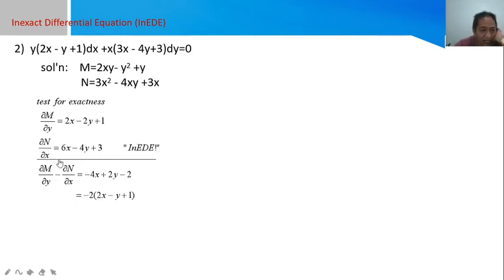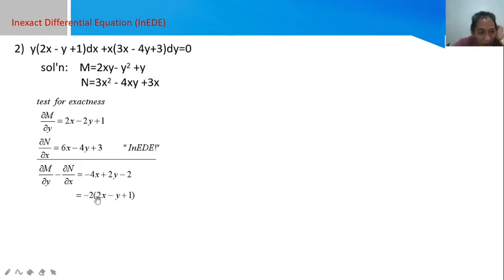If inexact, just subtract these two partial derivatives: the partial derivative of m with respect to y, minus the partial derivative of n with respect to x. Combining the x terms, 2x minus 6x, I have negative 4x. Minus 2y minus a negative 4y, we have plus 2y. 1 minus 3, we have minus 2. And there is a common factor.